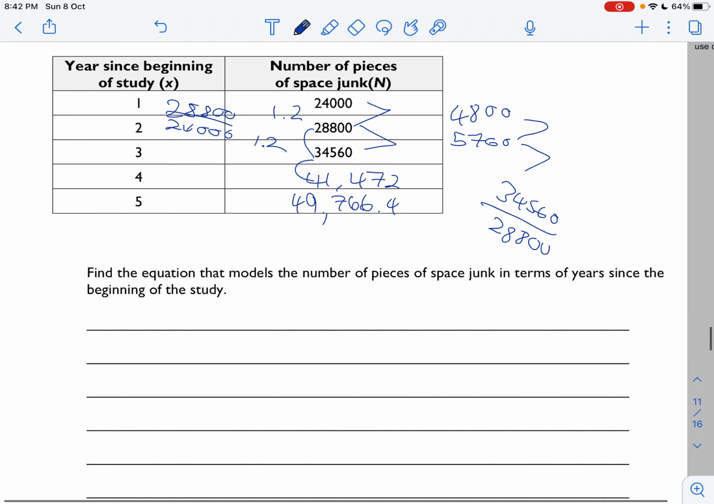So it's not a parabola, it's not a linear, so it must be an exponential. So our common ratio is 1.2, so that's going to be 1.2 to the power of x. Okay, if we're going to take that back down to 0, let's take 24,000 and divide it by 1.2. I get 20,000. So that's my start point.